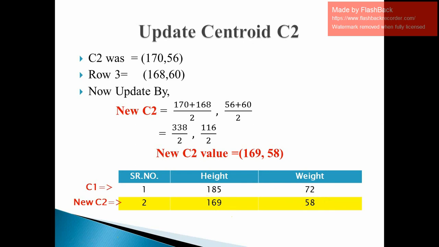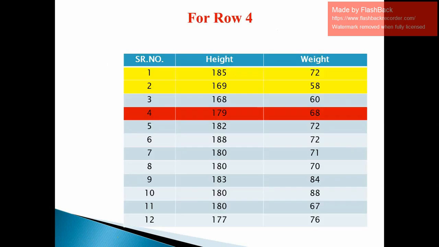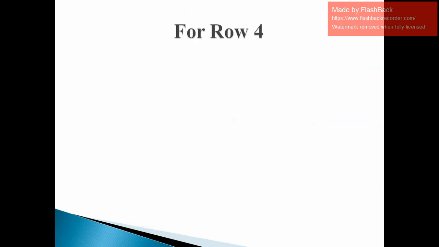Again we are performing the same operation for row 4 also. So for row 4 we are using C1 as 185, 72, and the same updated C2, that is centroid 2 we updated in the previous step, 169, 58. We are now considering row 4, because we have already considered row 3 in the previous iteration. So we are considering row 4, that is 179, 68. Again we are performing the same operation.